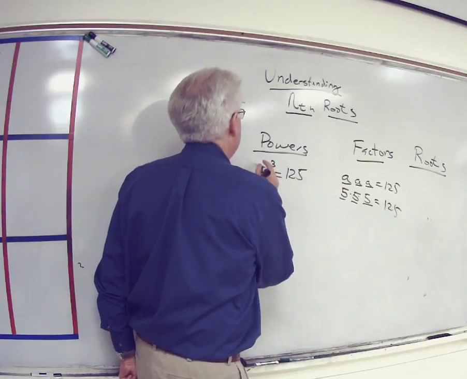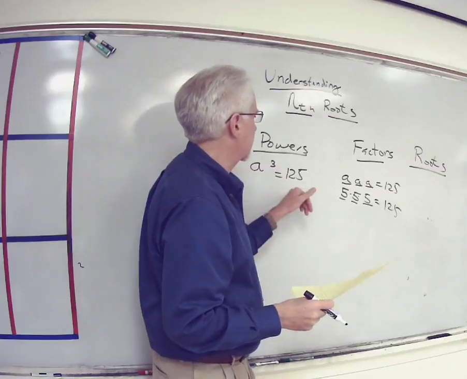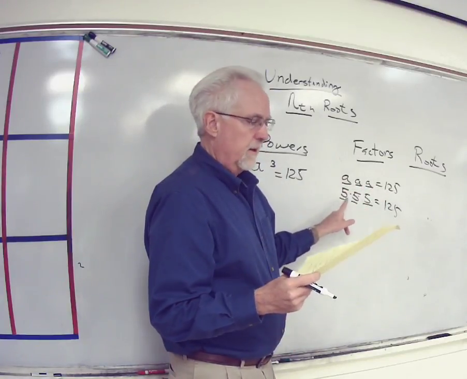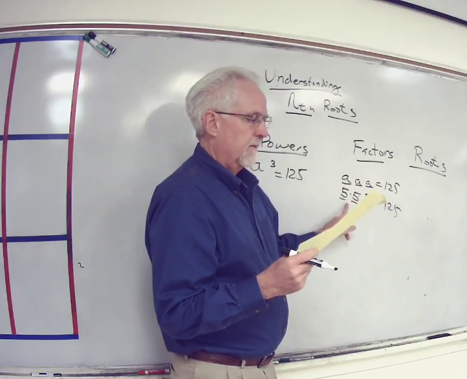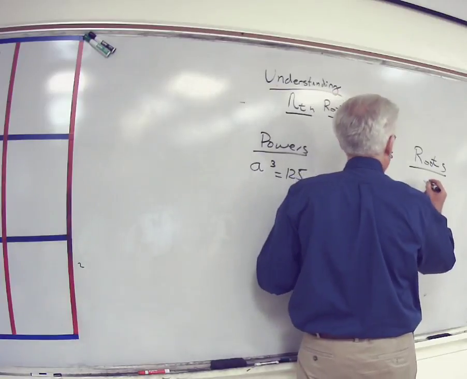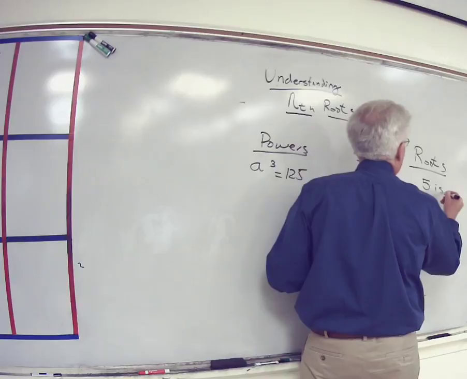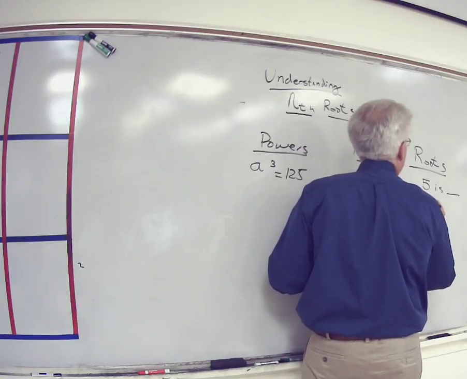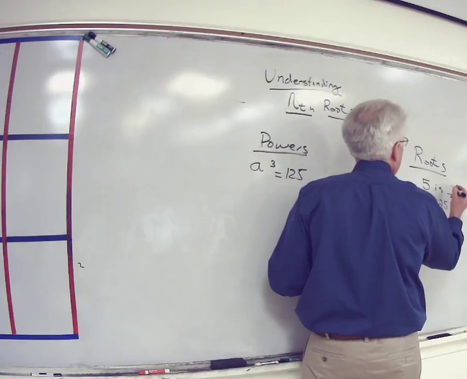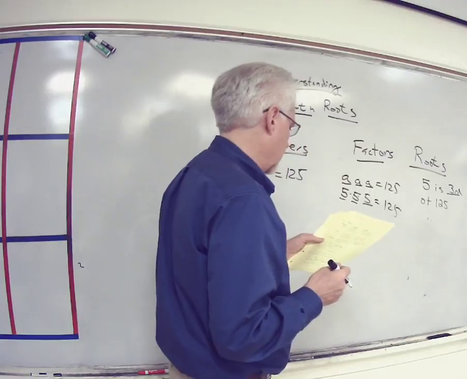All right, so let me write it better. A cubed is equal to 125. That's A times A times A is 125. What number would you put in? 5 times 5 times 5. So 5 is what root of 125? The third. 5 is the third root of 125.